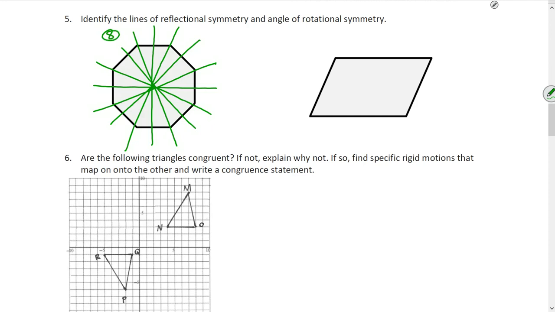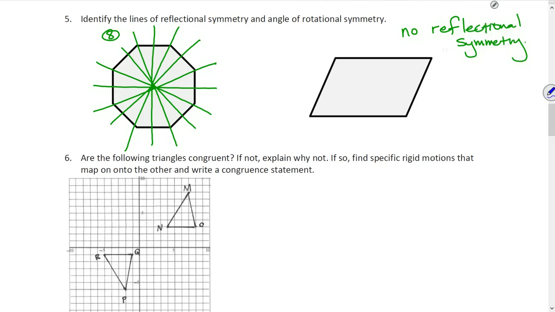Okay, for the parallelogram, there's actually no reflectional symmetry. If you don't believe me, then get a piece of paper and cut out a parallelogram and then try to fold it so it lines up on itself, and you'll find out very quickly that none of the folds you could ever think of would work, okay? Because there is no reflectional symmetry on a parallelogram because of how it's leaning. The fact that it's leaning eliminates any chance of reflectional symmetry.